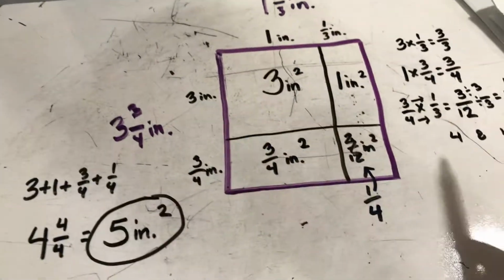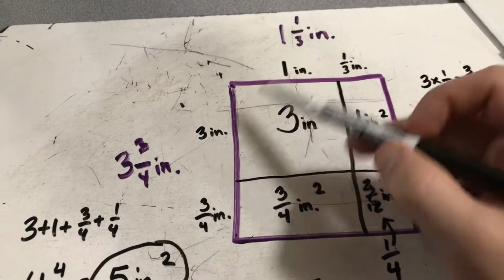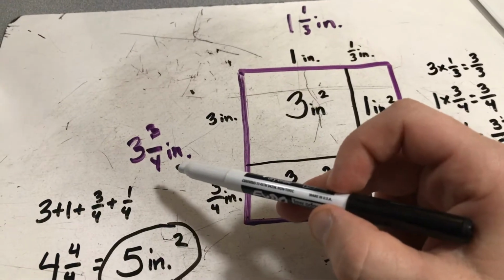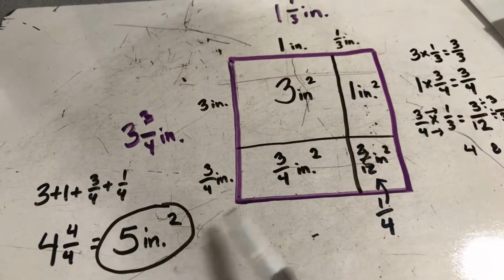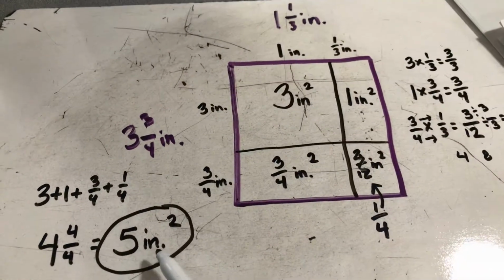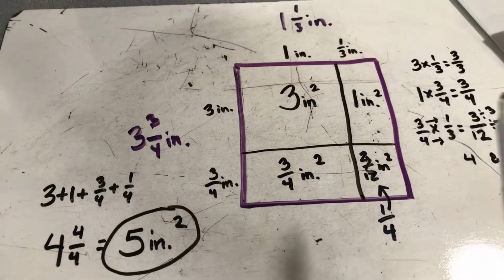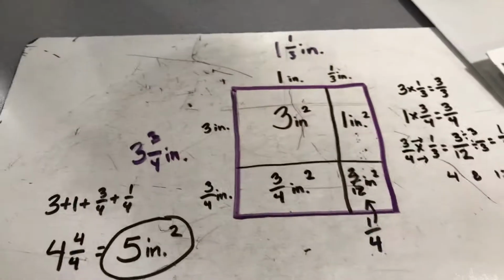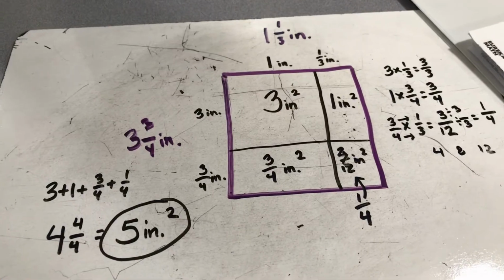So that's if we were doing 1 1/3 times 3 3/4. We would get an answer of 5 inches squared for the area. I'm going to show you another strategy in order to solve this type of problem here in a second.